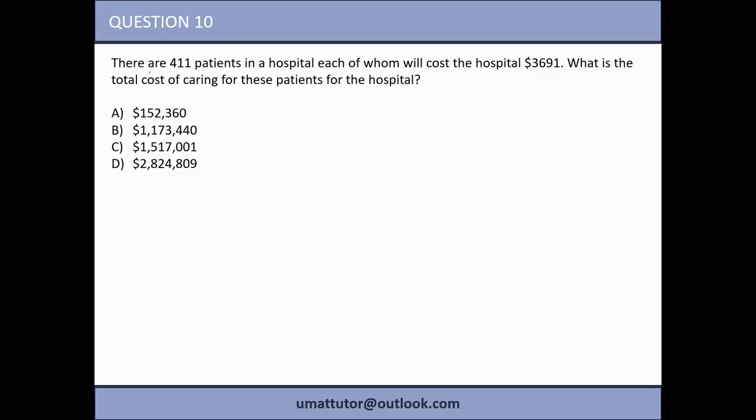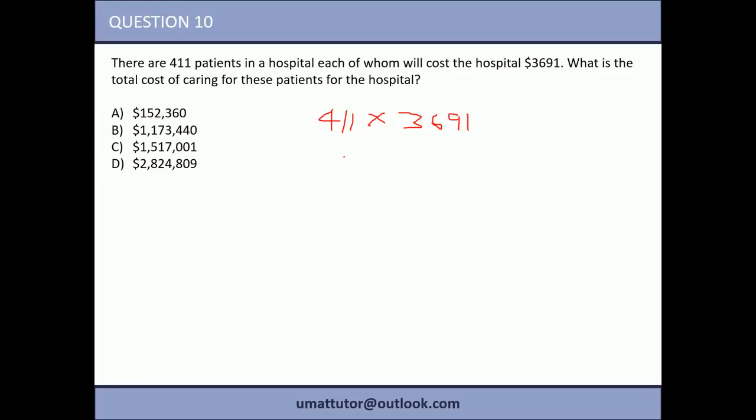So if we're being asked, there are 411 patients in the hospital who each cost the hospital this amount of money, what's the total cost? Obviously, it's just a case of multiplying. So we're saying it's 411 times 3691. I'm just going to illustrate how easy it is to come to answers when you round.